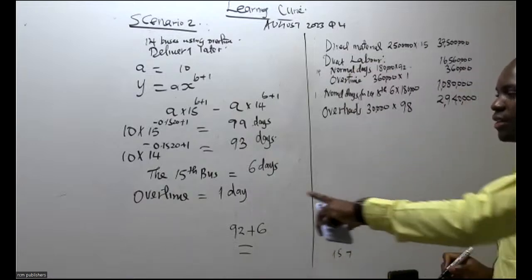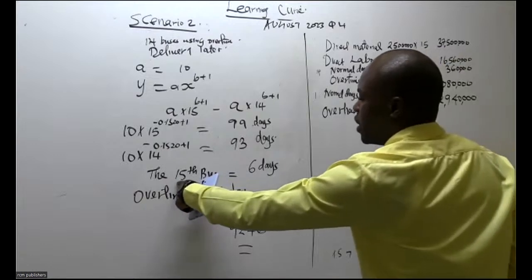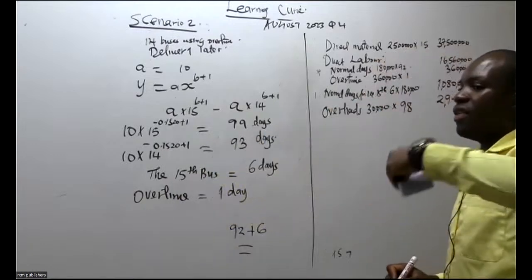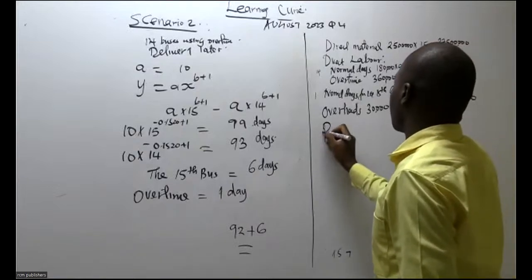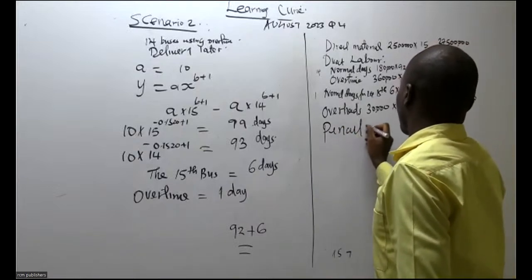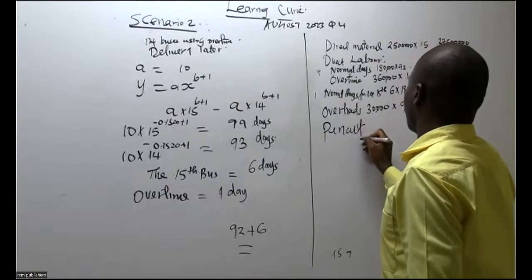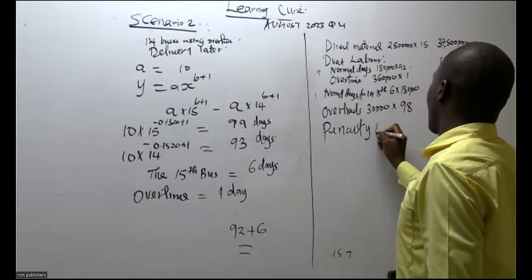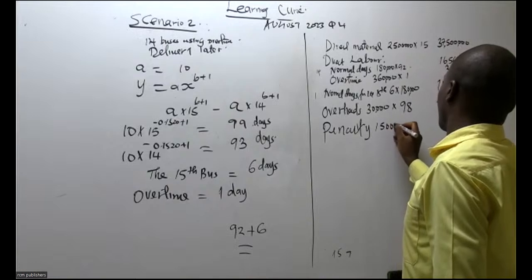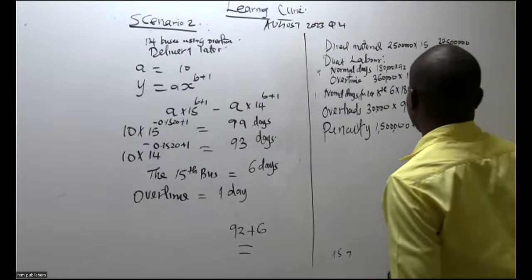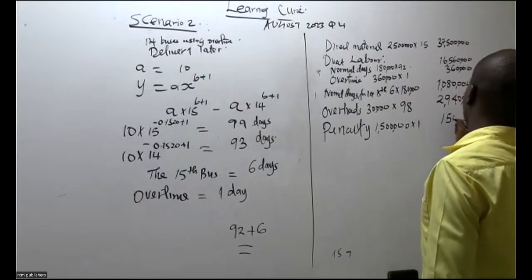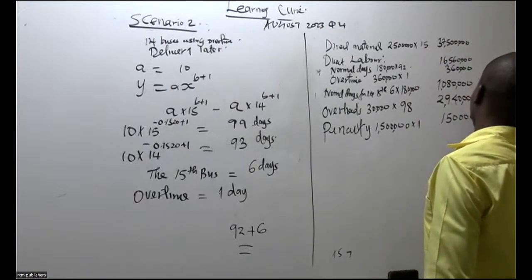Having done that, we should not forget that this one bus was delivered after the deadline. If you make that mistake, there's a penalty of 1.5 million per bus. And they only delivered one bus after the deadline.